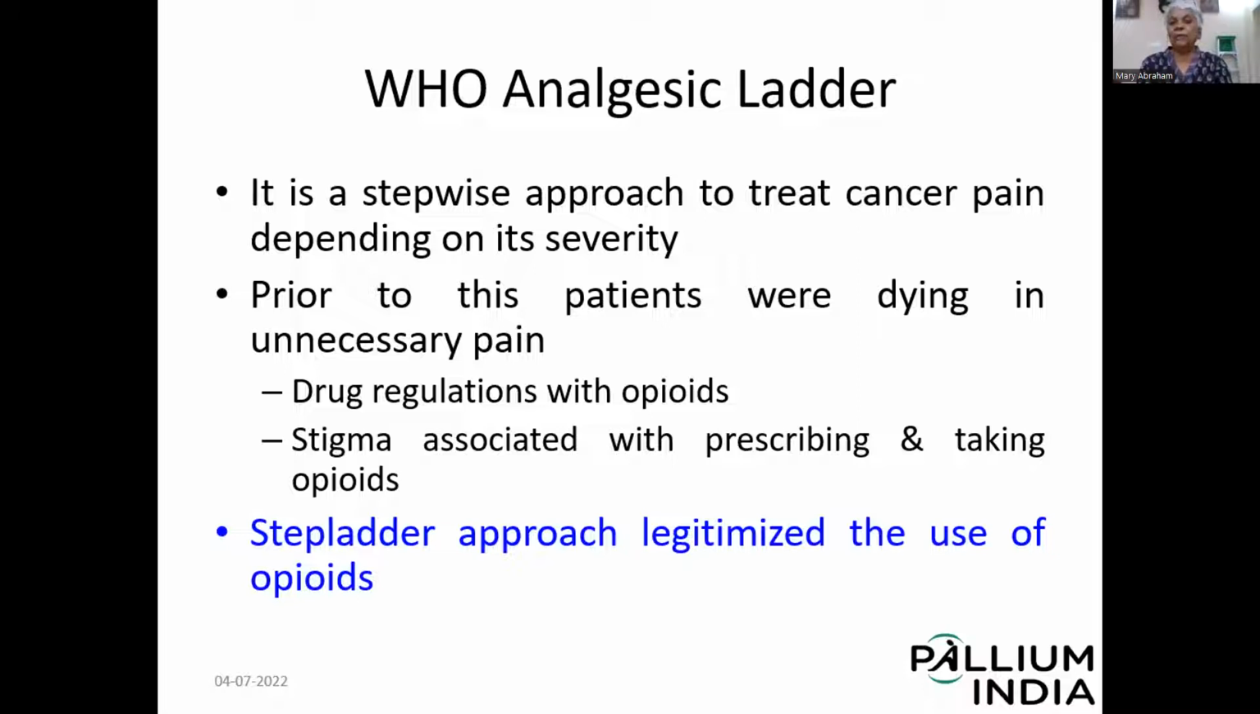opioids. So this stigma also prevented the use of strong opioids in the treatment of pain. But when this stepladder was devised by the WHO, it actually legitimized the use of opioids, because the World Health Organization is telling that it is used as a step 3 drug. So they have actually legitimized the use of opioids, which gave it a lot of thrust for it to being used more and more.